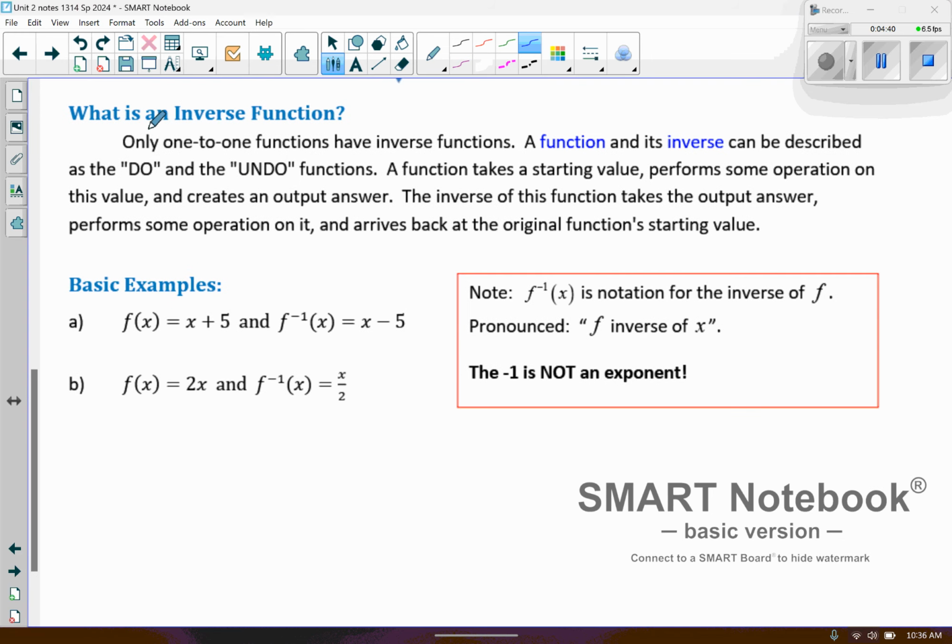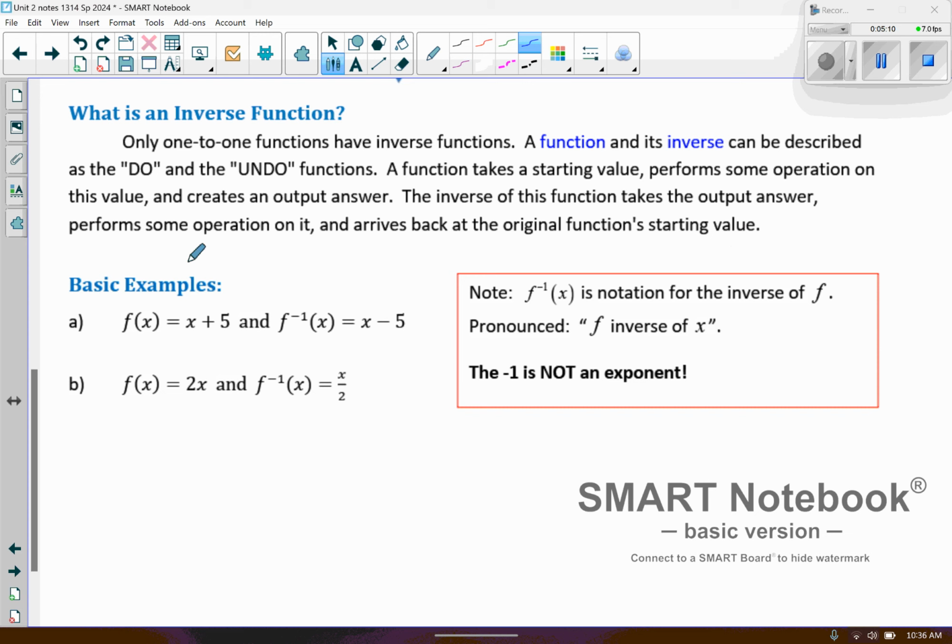All right, so only one-to-one functions have inverse functions. A function and its inverse can be described as the do and the undo functions. A function takes a starting value, performs some operations to this value, and creates an output answer. The inverse of this function takes that output answer, performs some operations on it, and we will arrive back at the original function starting value.